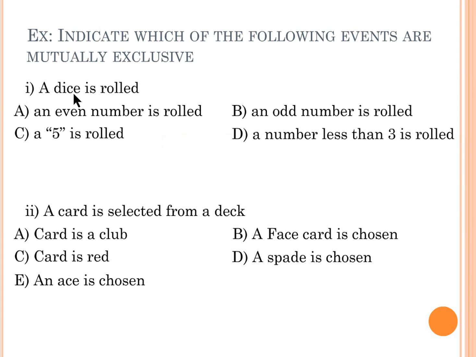Now remember, a dice has 6 sides, 1 to 6. And events A and B are considered mutually exclusive. When you roll a dice, you could get an even number. But if you have an even number, it's impossible to get an odd number. So A and B are mutually exclusive. You can't have an even number and an odd number as a result when you roll one dice. It can only be one of the two. So they can't happen at the same time. So they're mutually exclusive.